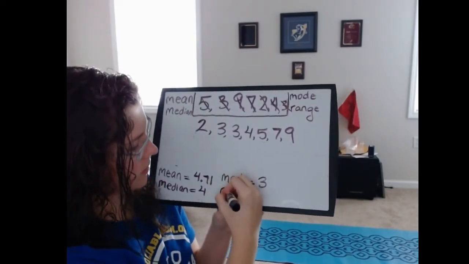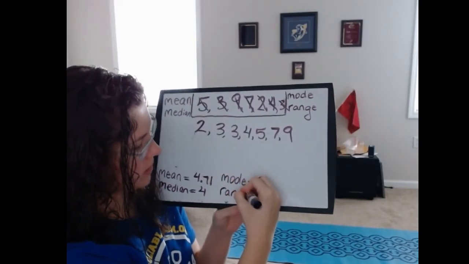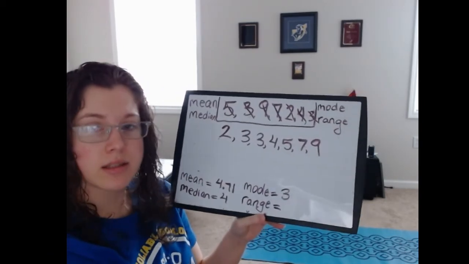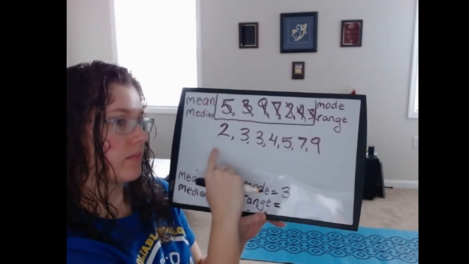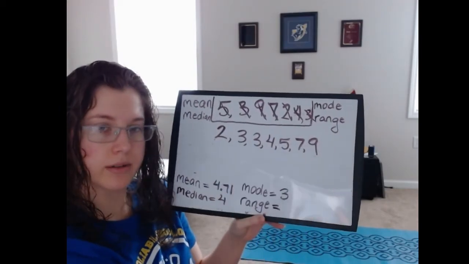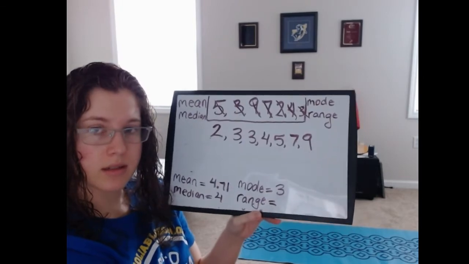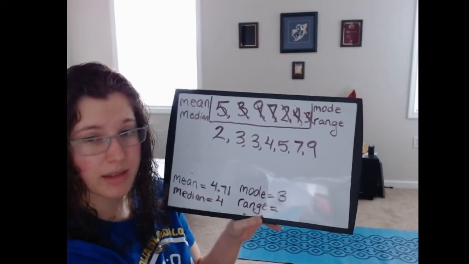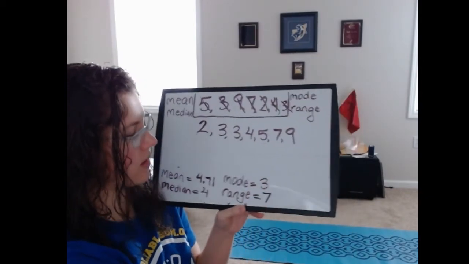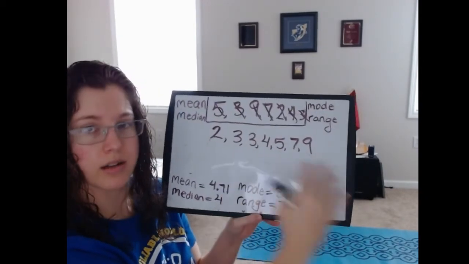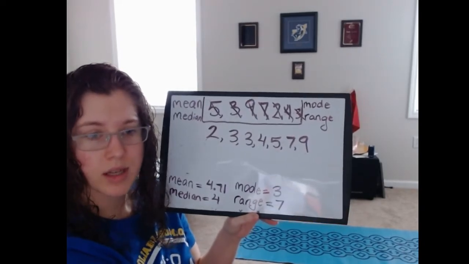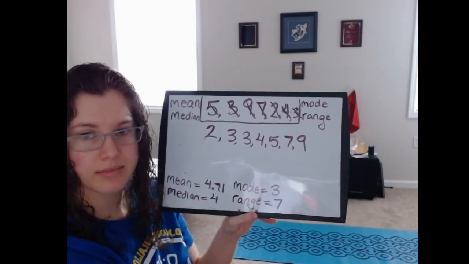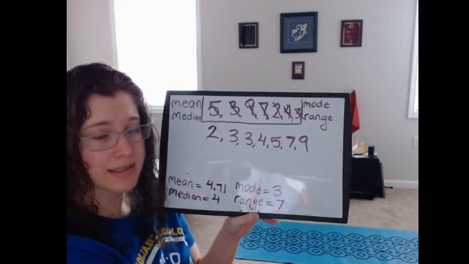Last but not least, we need to calculate the range. Excuse me. All we need to do is subtract our big number and our small number. That's it. So the number on the far end is 9. The number on the opposite end is 2. 9 minus 2 is 7. That just tells you that there are 7 spaces, 7 possible data points you could have in between 2 and 9. And that's it, y'all.